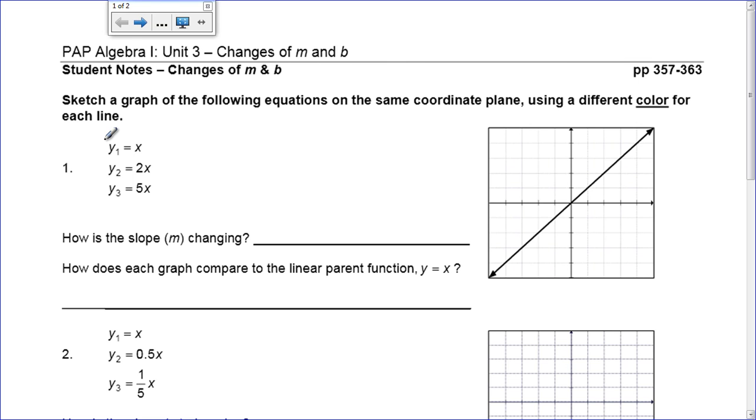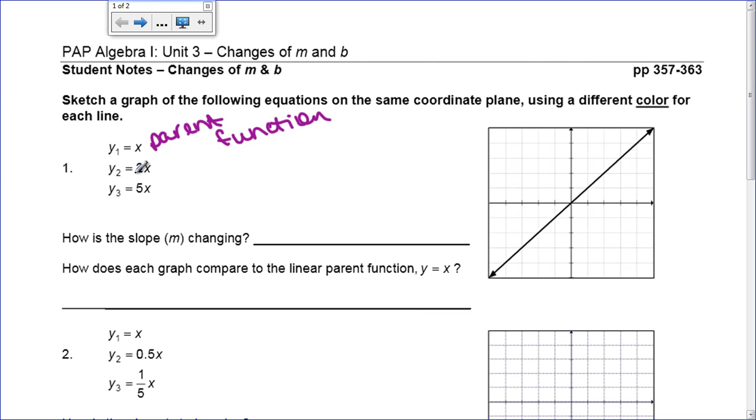So number 1, they ask us to sketch a graph of the following equations on the same coordinate plane, and then we're going to look at them and see what happens. And so they've already graphed this y equals x for us. That's this line right here. By the way, if you do not remember, this is your parent function, and everything we do today we're going to compare to the parent function. So everything will get compared to y equals x, and this is what it looks like. It's an increasing line, passes through the origin, that has a slope of 1.